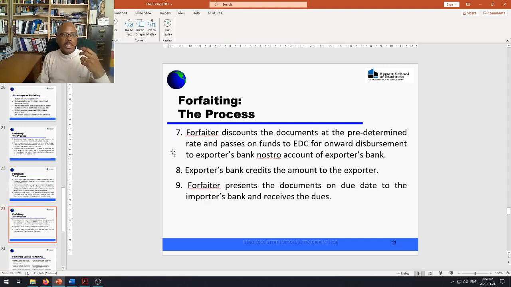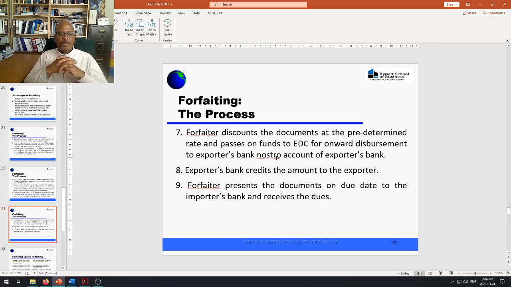Once they see that promissory note from the importer, the forfeiter discounts the promissory notes according to the predetermined rate. So just like in factoring, forfeiting essentially is discounting. You will take the $2 million, and if the interest rate is 5% per year, you would discount that back to today, and that's essentially how much the exporter is going to get, less, of course, any other fees that may kick in.